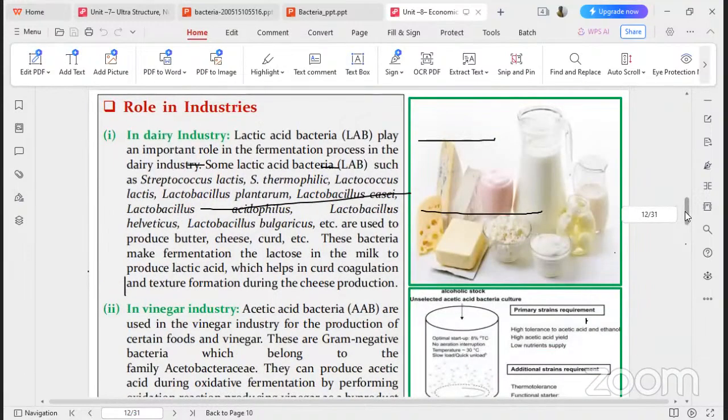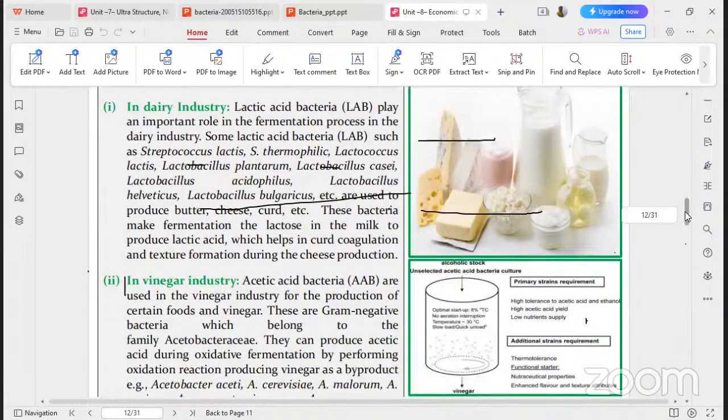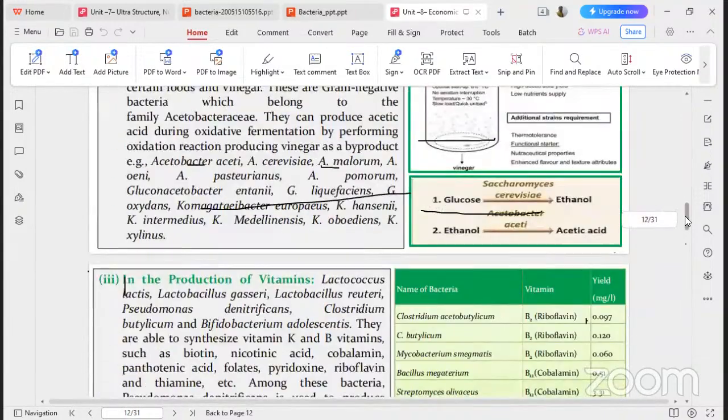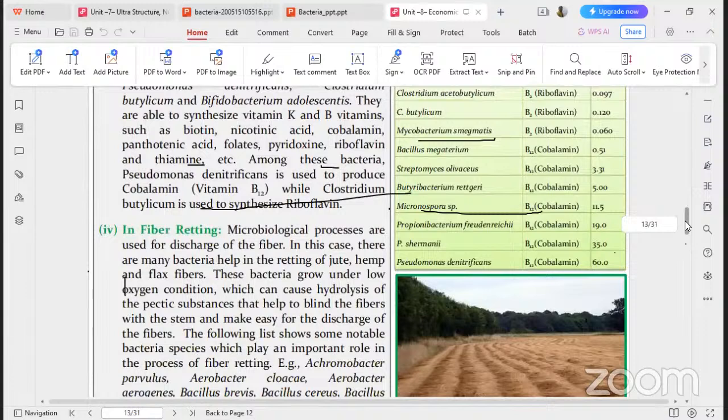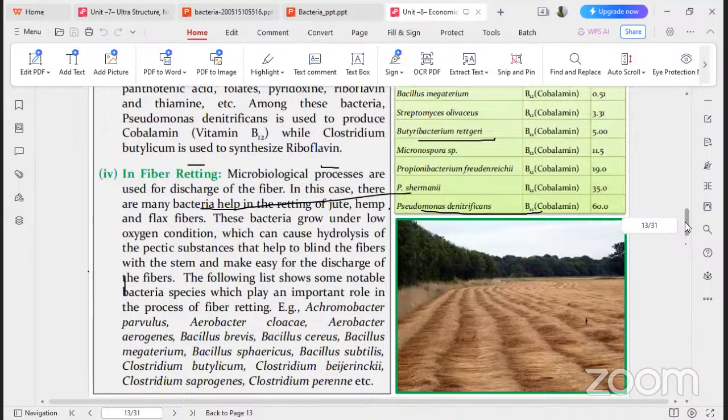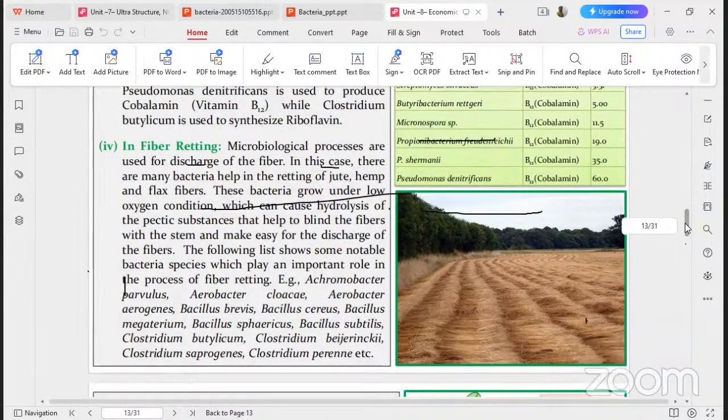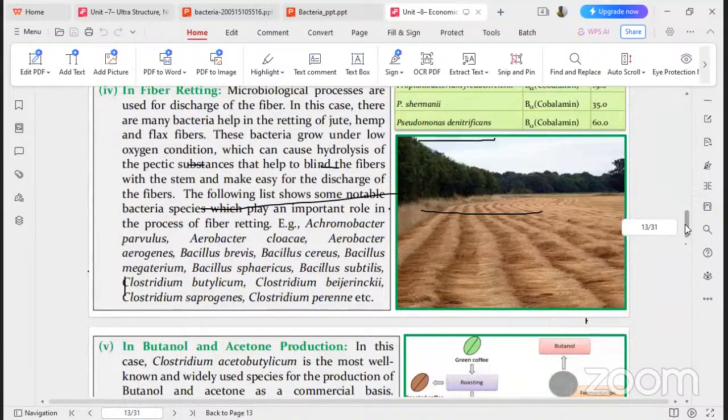In industry, in so many productions: cheese, bread, milk, ghee, curd production, even vinegar production, citric acid production, vitamin production, especially B complex vitamins and vitamin K. In the retting and tanning industries, retting is for the separation of jute fiber from the plant, and the tanning industry is for the separation of leather from the dead bodies of animals. Retting industry, extraction of the fiber.